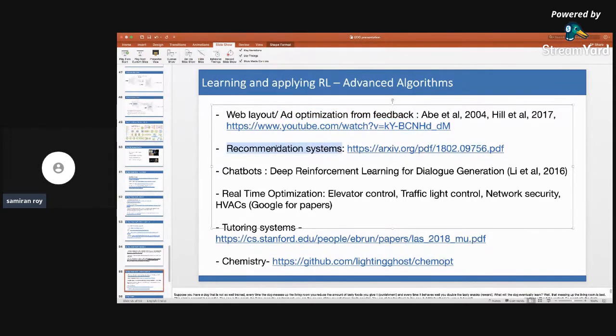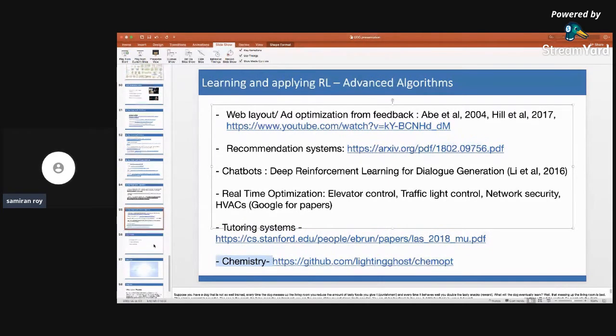Recommendation systems, Alibaba uses RL very extensively. Chatbots, real-time optimization problems. Google uses RL to optimize its power to its data centers, and by using RL, they got a savings of 40%. Intelligent tutoring systems, and even simulating some chemistry experiments.